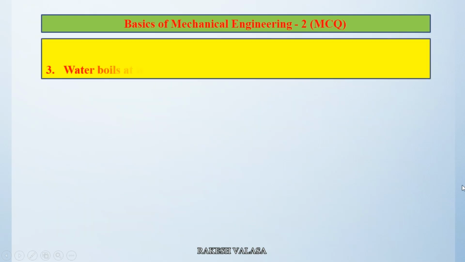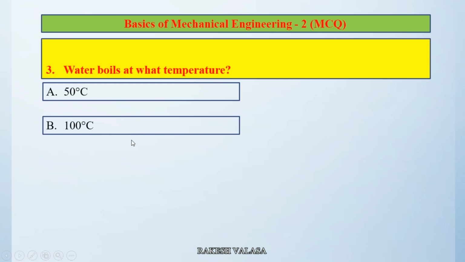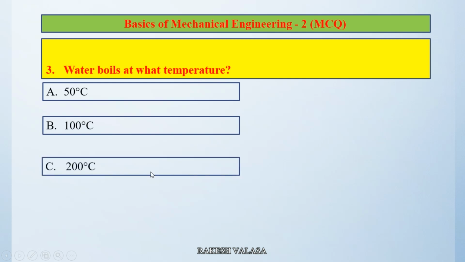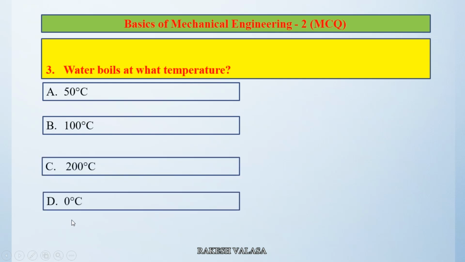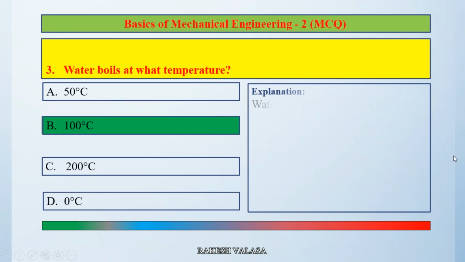Question number 3. Water boils at what temperature? Option A, 50 degrees. Option B, 100 degrees. Option C, 200 degrees. Option D, 0 degrees. The correct answer is option B, 100 degrees. Let us see the explanation.